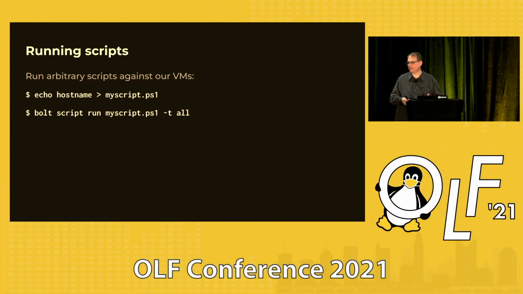That's why I was using that in the example. And in this example also, if we write hostname out to myscript.ps1, then we can run Bolt script run myscript.ps1 on all of the targets. On Linux, nobody cares what the extension means on the file. On Windows, that'll tell it to run it with PowerShell, and it still works.